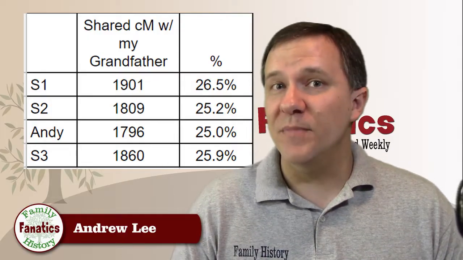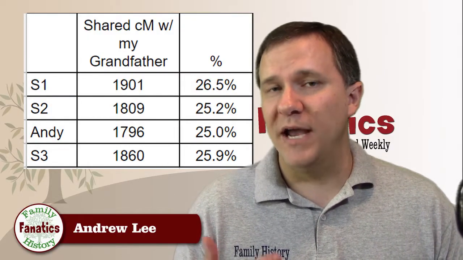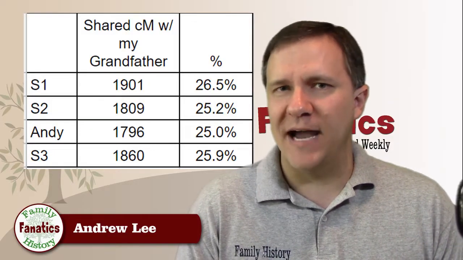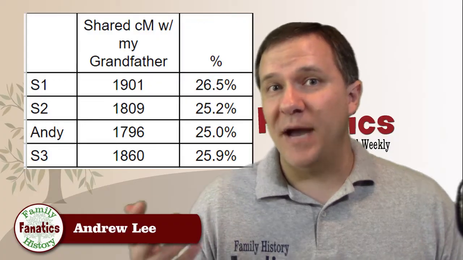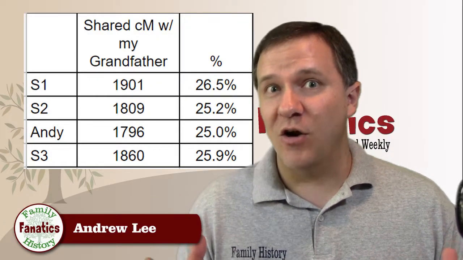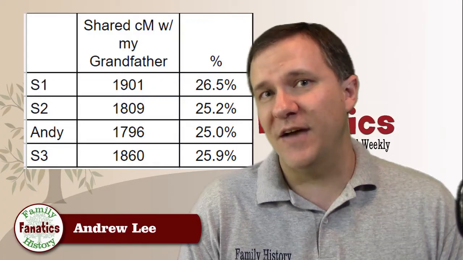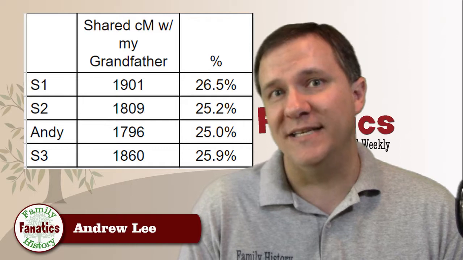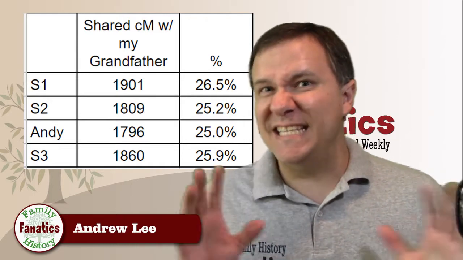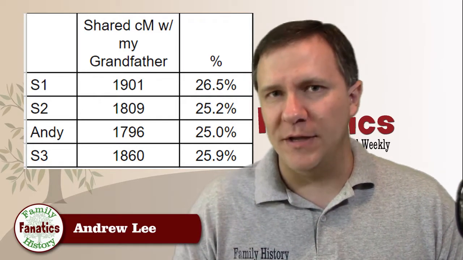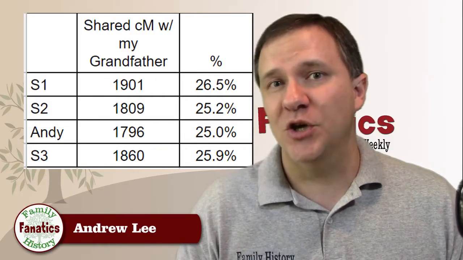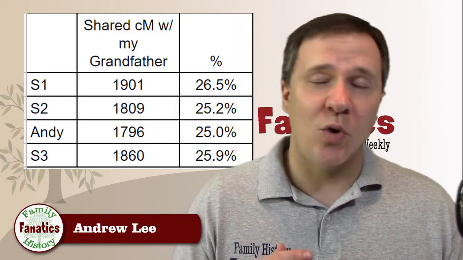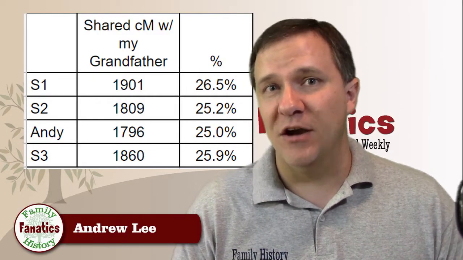Here's a chart of me and my siblings compared to my grandfather. Now, on average, we should share about 25% of our DNA. And you can see that my 3 siblings and I all share really close to 25% of our DNA with our grandfather. In fact, I share exactly 25% of my DNA with my grandfather. There isn't much variability in these 4 sample points, even though the Shared CM project shows that a grandparent-grandchild relationship could have between 20% and 30% of shared DNA.